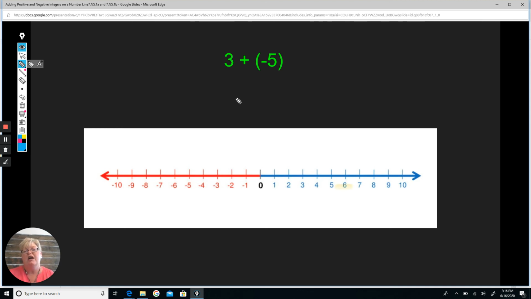So when we work addition of integers on a number line, we're always going to start with 0. So I'm going to put a dot there. We're going to start by going to our first term, which is 3. So I'm going to go from 0 to 3. And then I'm going to look back at 3 plus negative 5. The negative tells me to go left 5 spaces. So I'm going to pick up at 3, and I'm going to go left 5 spaces. And that gives me negative 2. So 3 plus negative 5 is negative 2.